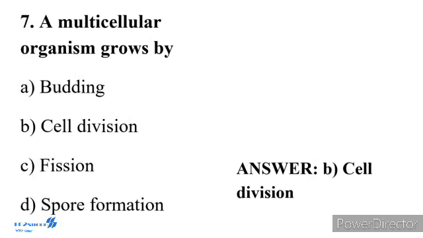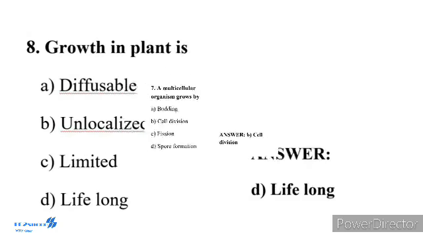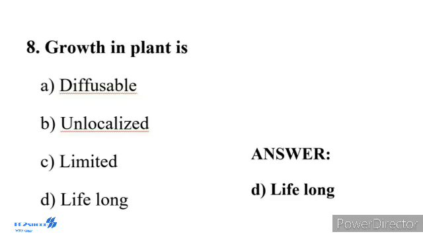Question number 7, a multicellular organism grows by. Option A budding, option B cell division, option C fission, option D spore formation. So the correct answer is option B, cell division. Question number 8, growth in plants is. Option A diffusible, option B unlocalized, option C limited, option D lifelong. So the correct answer is option D, lifelong.